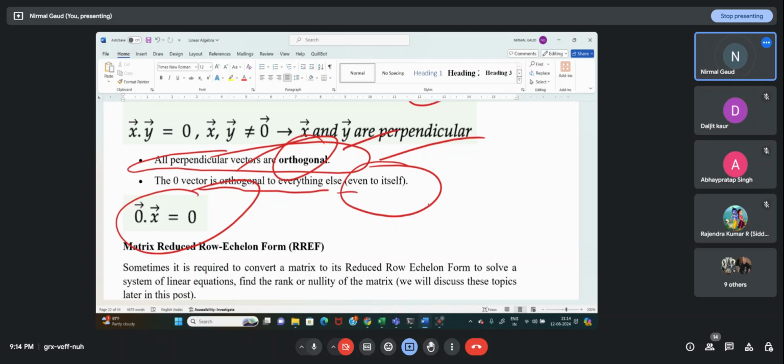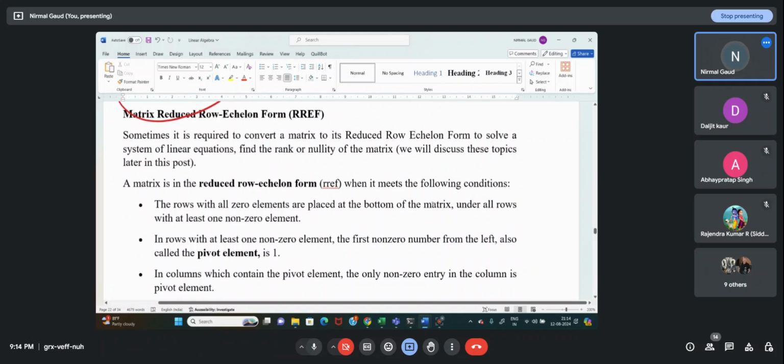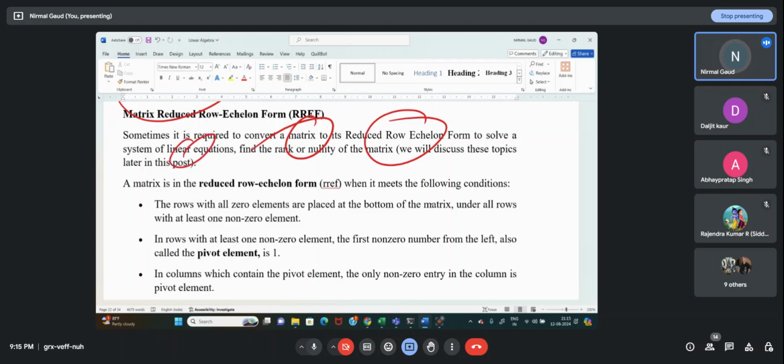Okay, fine. So this is about the vectors now. Okay, and then we came towards the matrices, and we need to solve the matrix. So to solve the matrix, we have the Euclidean form. I already showed you the Euclidean form, the reduced Euclidean form. I showed you, and they are used to solve systems of linear equations.